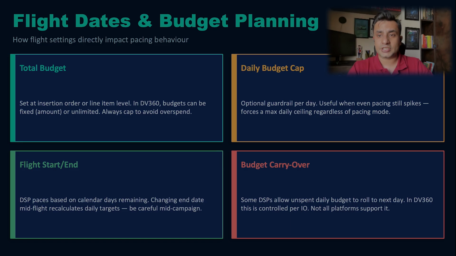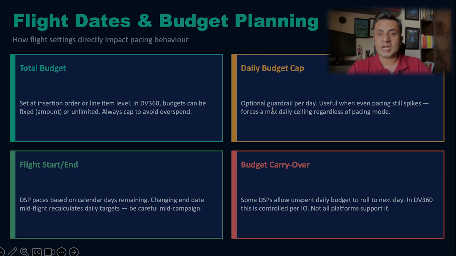Flight dates and budget planning. So, how do flight date settings directly impact your pacing behavior? First impact would be on total budget. If you set a total budget at insertion order or line item level in DV360, budgets can be a fixed amount or unlimited. Always cap to avoid overspend. So if your budget is $2000, you can cap it at $20 per day for a 10-day flight on line item level. Daily budget cap.